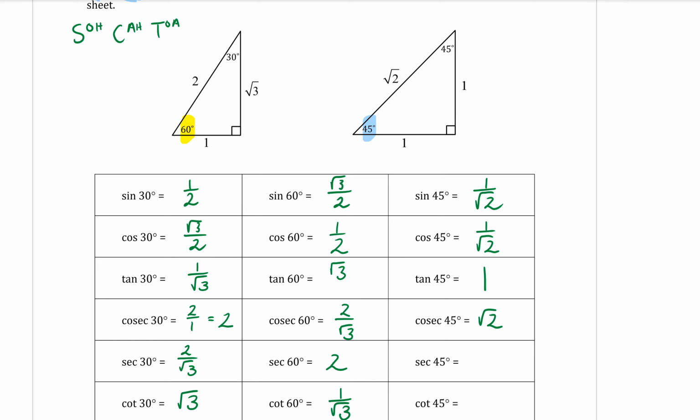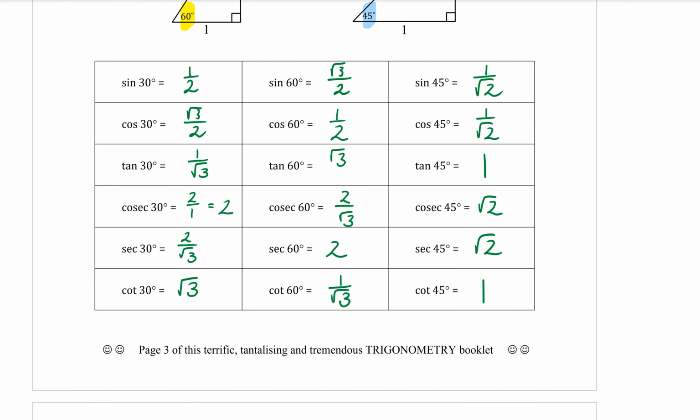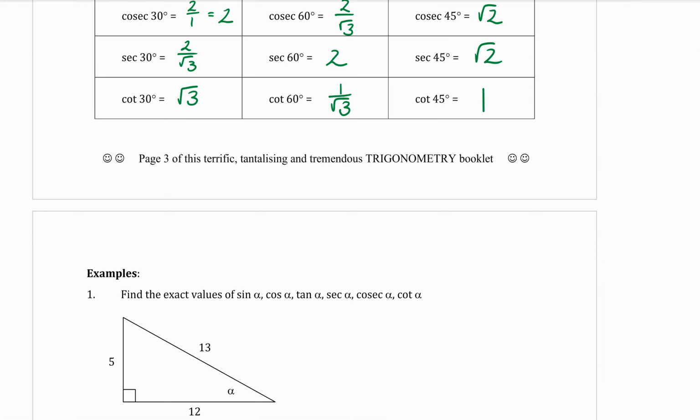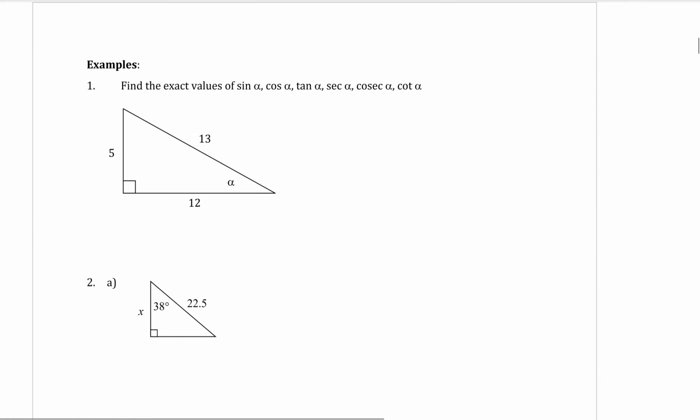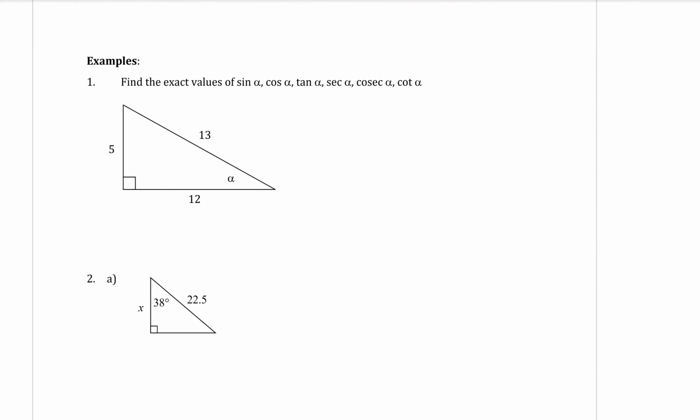Anyway, keep going. Third letter for sec is C, root 2, and cot, it's 1. Oh, too easy. All right, next page. Example 1.